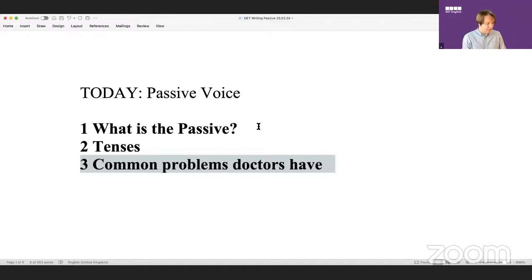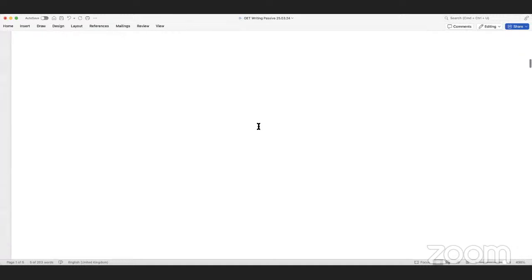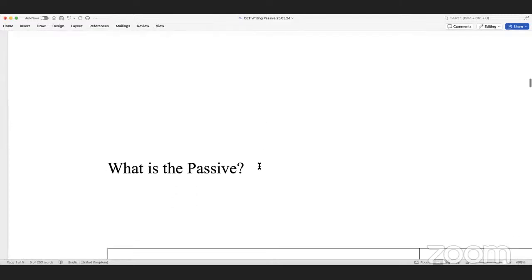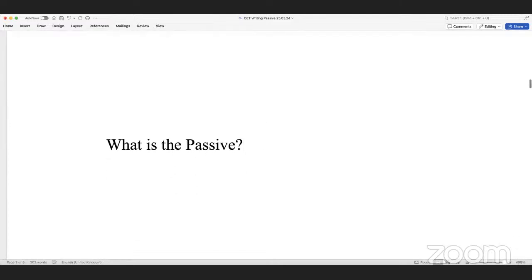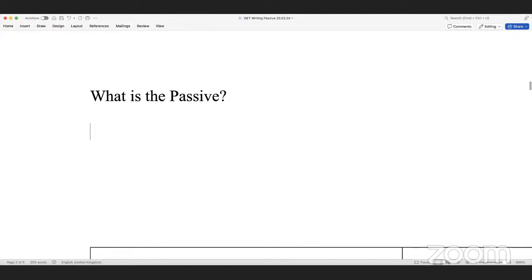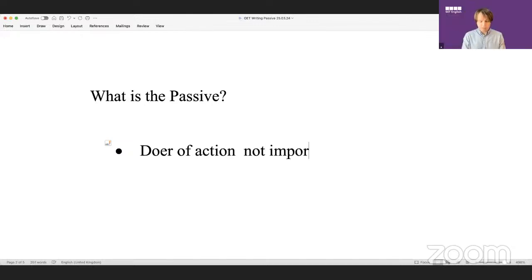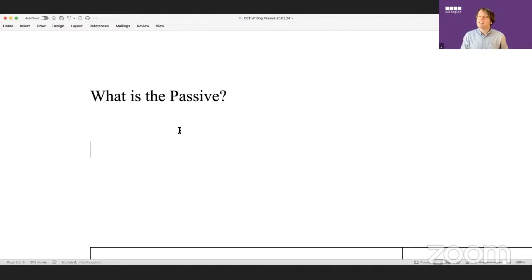So let's get started. I'd like to start with Bibi, or we could try Mohiba, if that's okay. All right, so what is the passive, Bibi? Could you tell me? What is passive? Yeah, passive, when we talk about a sentence when the doer of the action is not important, but we emphasize mostly on the action that is done. So the doer of the action is not important. Sometimes that's right. Give us an example, Bibi.